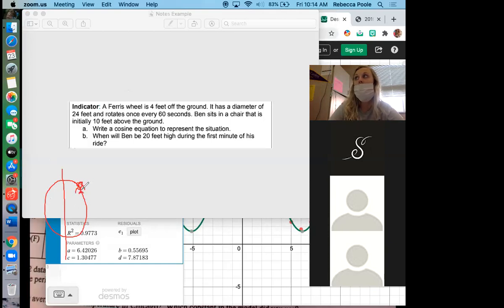Looks like I'm holding on for dear life, like in King Kong. Anyways, a Ferris wheel, like that. How high off the ground is it? Okay, so we know this bottom point is at 4 feet. Does everybody agree with that? Okay. All right, then it says the wheel itself has a diameter of 24. So who can tell me what that means?